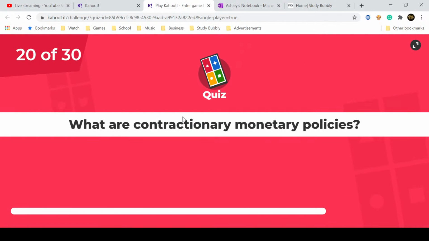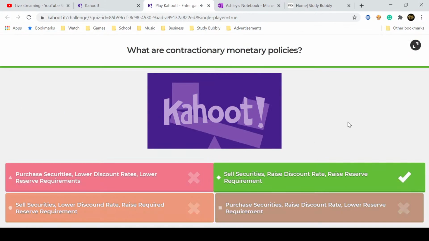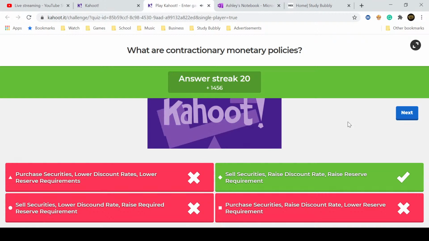What are contractionary monetary policies? These can be hard to remember. I'm gonna be honest, I had to write them like 10 million times before I understood them. So contractionary monetary policies are gonna shift aggregate demand left, lower it. So that's selling securities because it lowers money supply. Monetary policy also has to do with money supply. Raise discount rates, because then banks are less likely to borrow from the money supply because it has a higher discount rate. It costs more to borrow from the money supply.